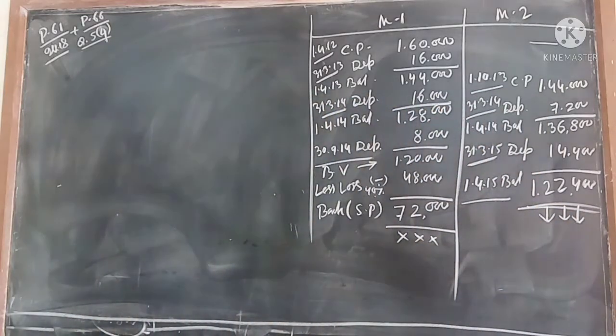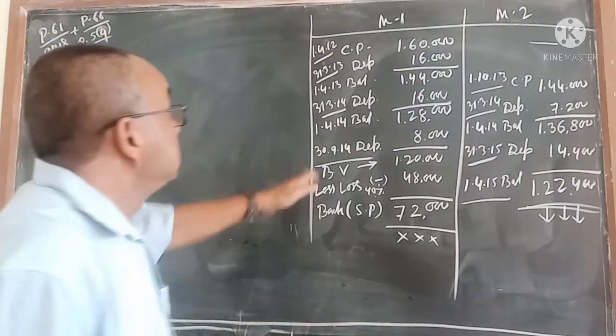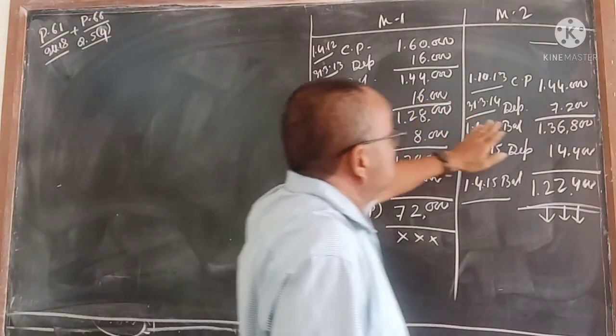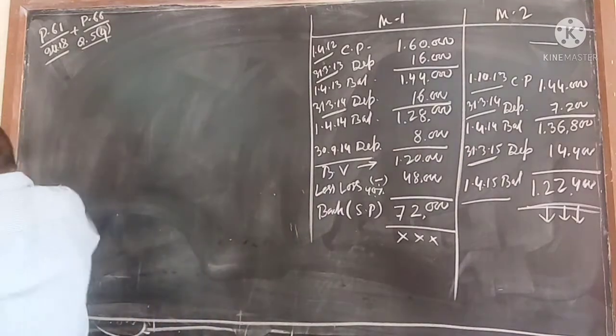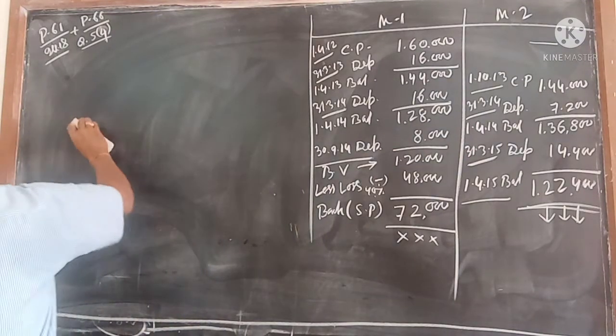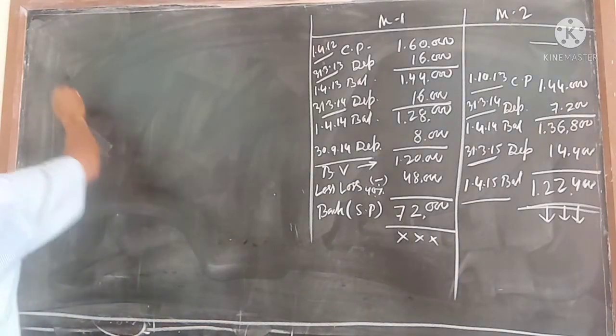Look at the board. Try to understand what I said and how you will do it. This is the working of machine 1. This is the working of machine 2. Now the machine account will be done. You have to write it here. Machine account is very easy.